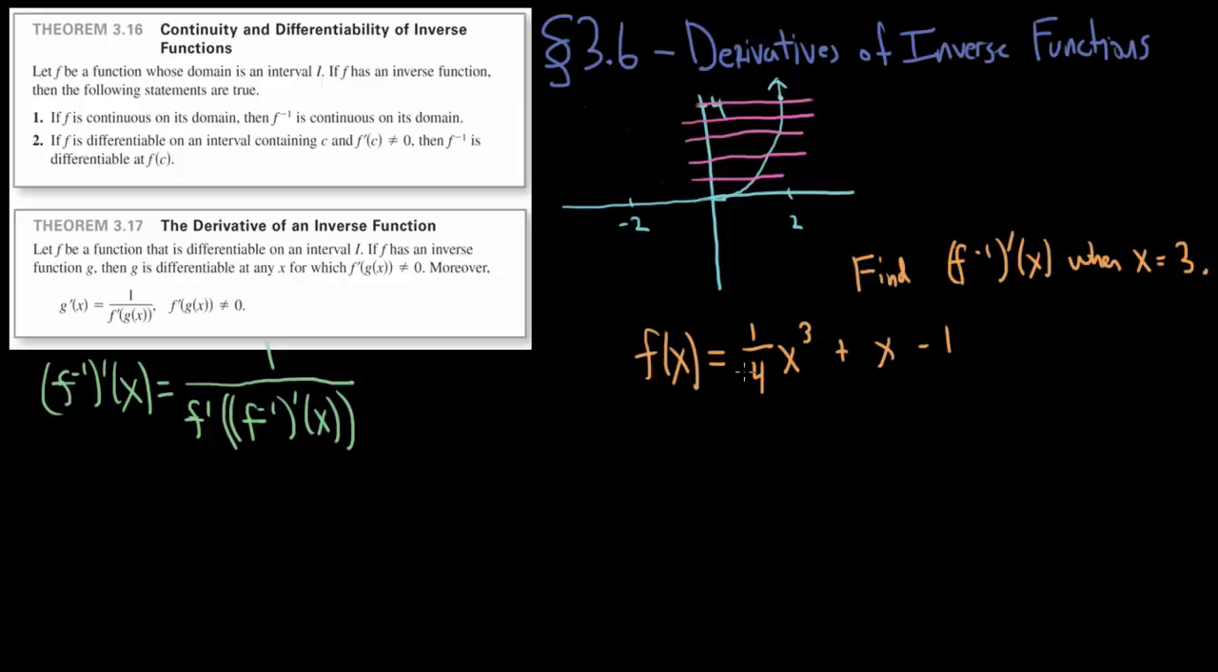If we try to, let's say we try to follow that process. Okay, so over here we'll do some scratch work, and we would say, all right, we want to replace f of x with y, so we would say y equals 1/4 x cubed plus x minus 1. The next step of finding the inverse would be to swap your x and y values. Interchange x and y, so we would say x equals 1/4 y cubed plus y minus 1. The next step, so that's step 1, step 2, step 3 would be to solve this equation for y.